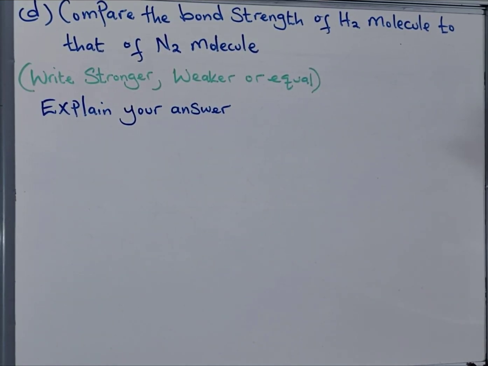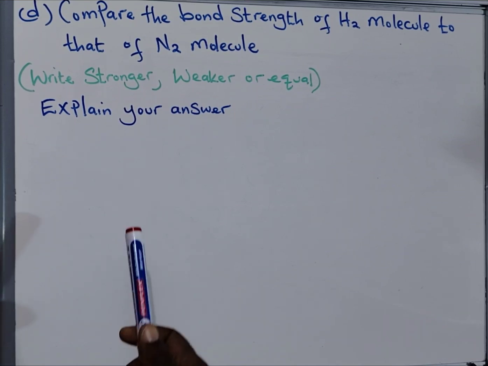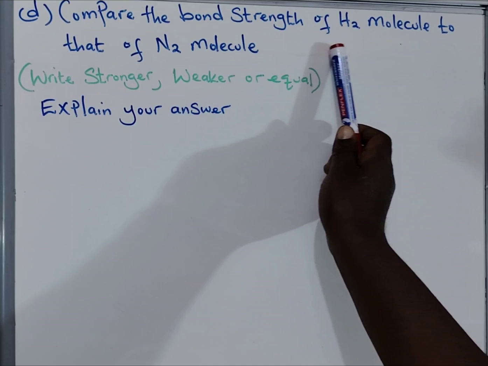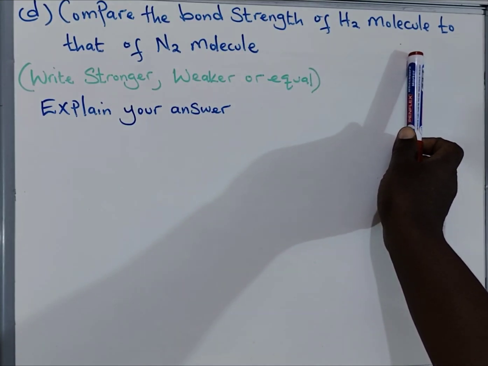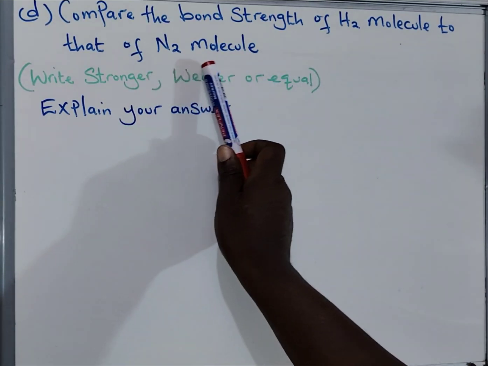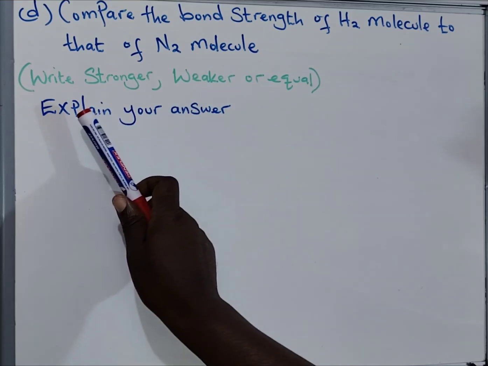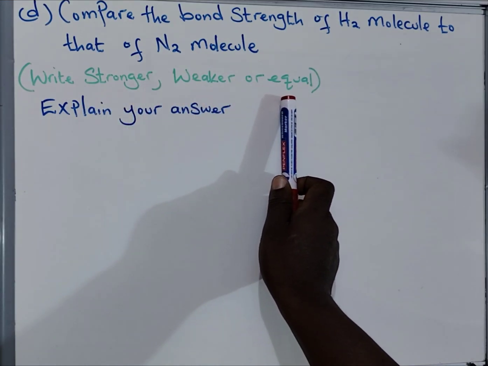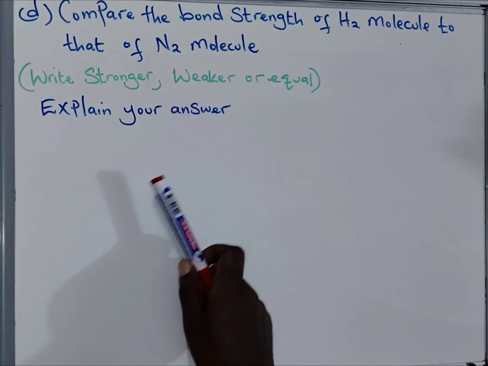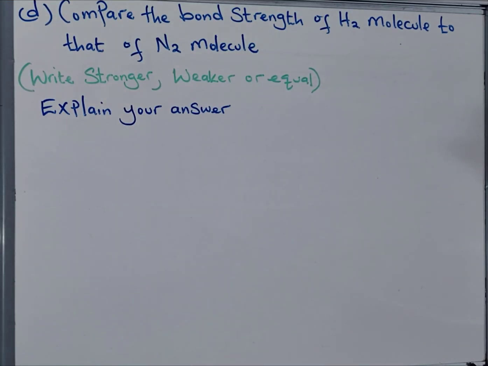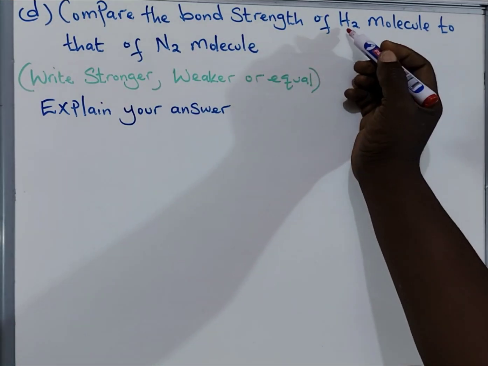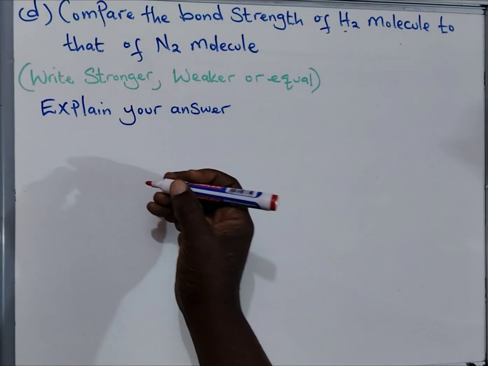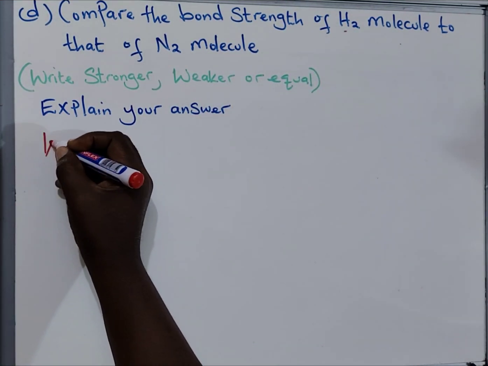Then comes this question. It says, compare the bond strength of hydrogen molecule to that of nitrogen molecule. Write stronger, weaker, or equal. Explain your answer. Okay, we are comparing hydrogen to nitrogen. The answer is weaker.